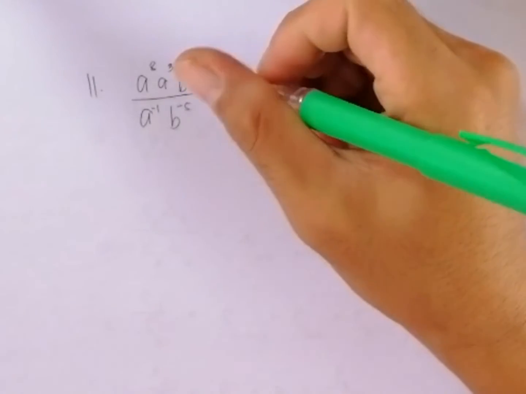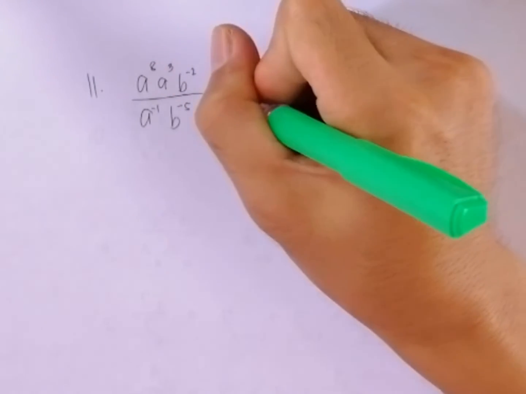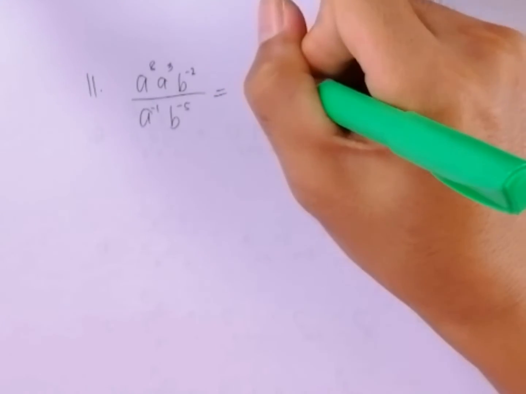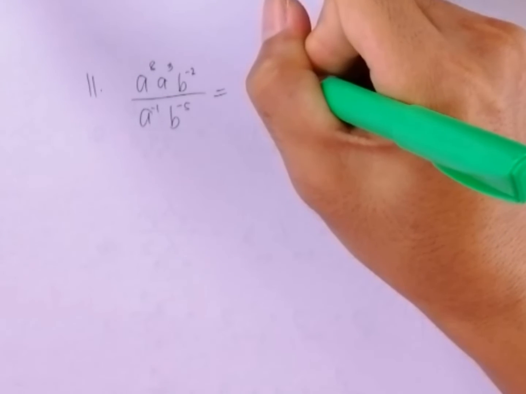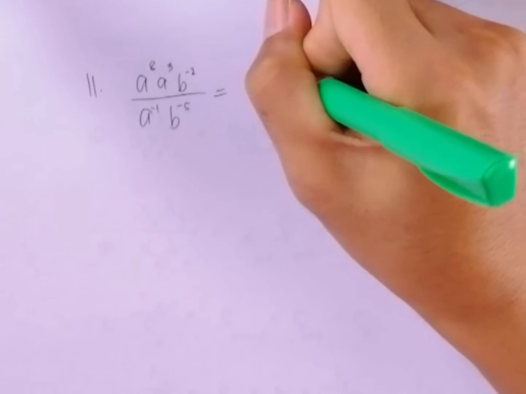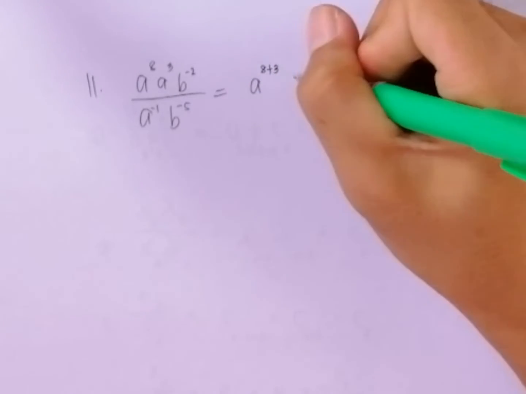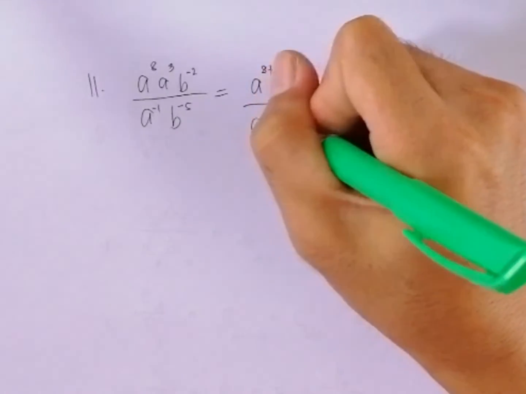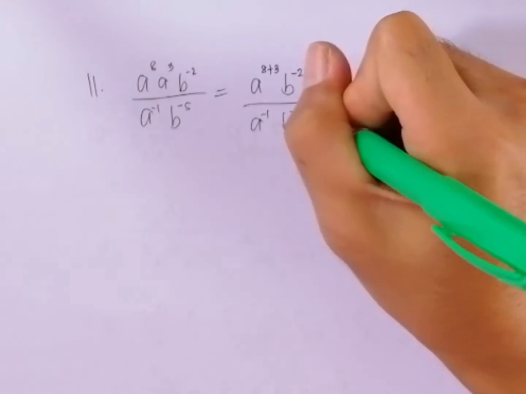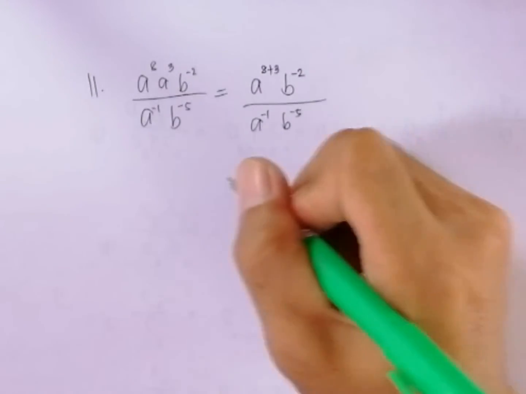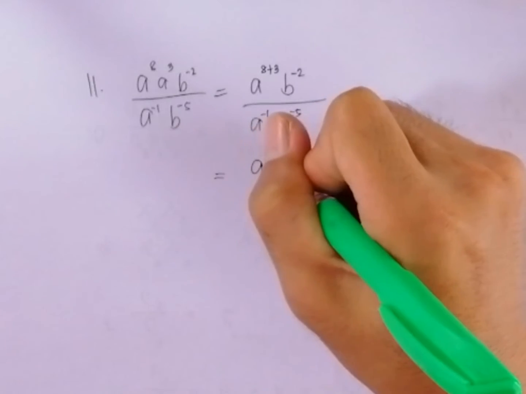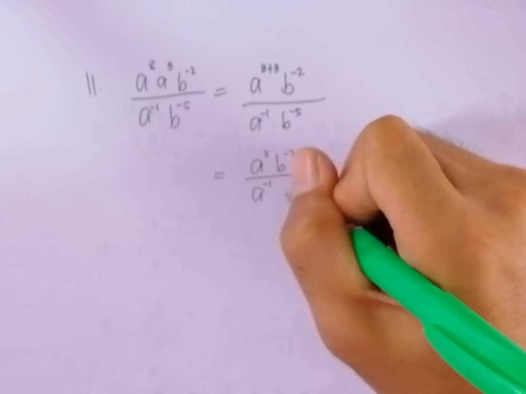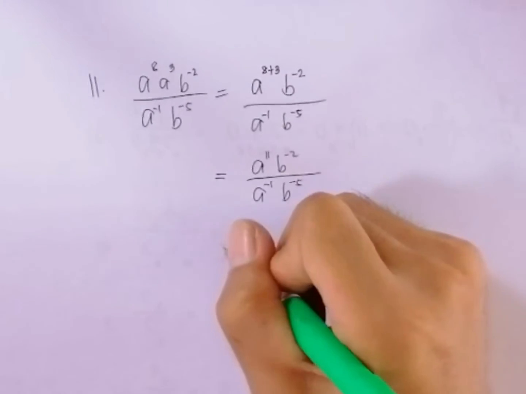For number 11, simplify first the numerator. A raised to 8 times a raised to the power of 3, that is a raised to the power of 8 plus 3. And then b raised to the power of negative 2 all over a raised to the power of negative 1 times b raised to the power of negative 5. Then add the exponent, that is 11. Then b raised to the power of negative 2 over a raised to the power of negative 1 times b raised to the power of negative 5.